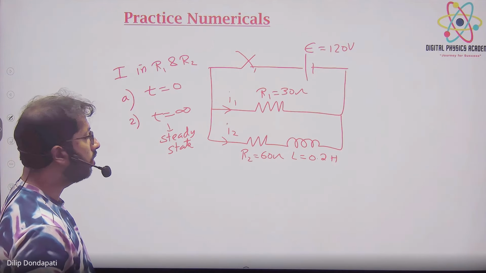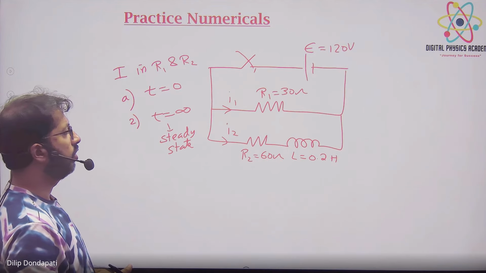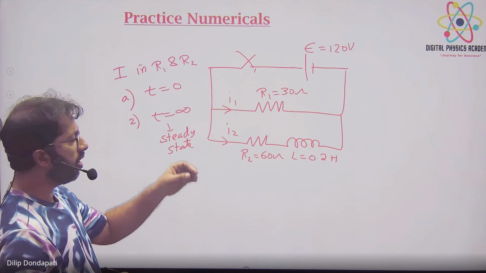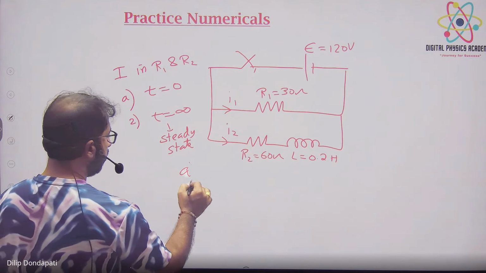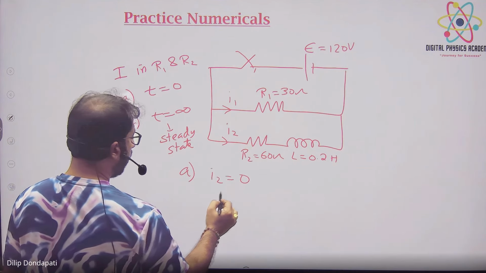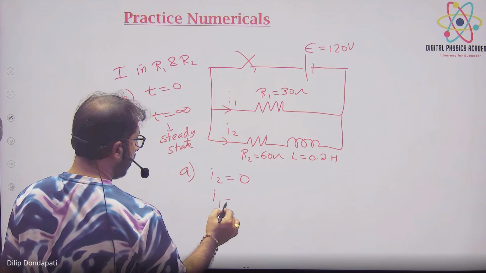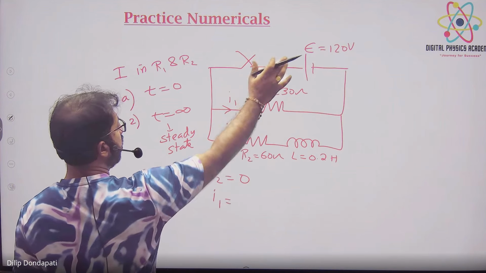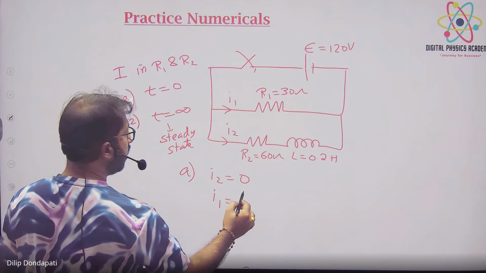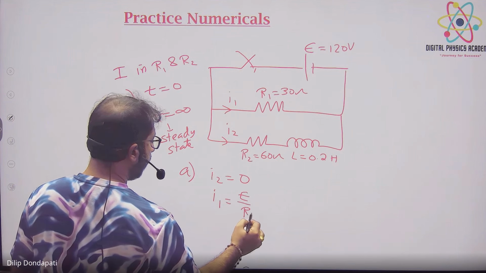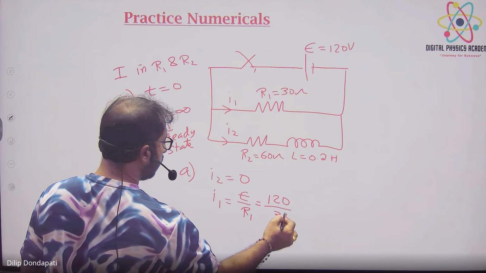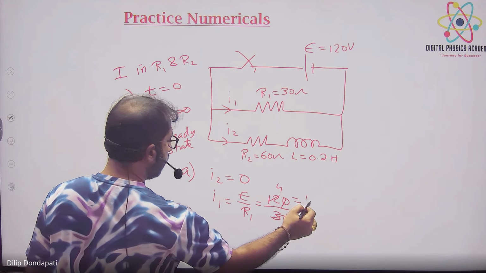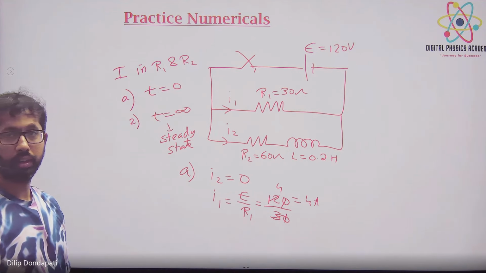Because inductor does not allow change in current. So at t equal 0, current will not go in that branch. Meaning in the first condition I2 will be 0, meaning treat it as an open circuit. So you have only one resistance, one voltage. So I1 is E by R1, so 120 by 30. So it is 4 ampere is the answer for the first one.